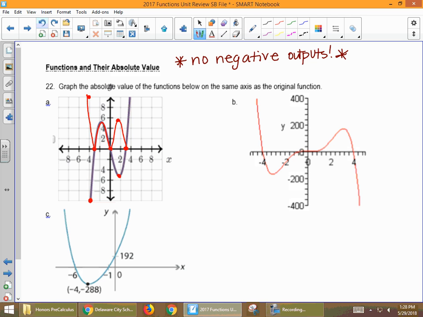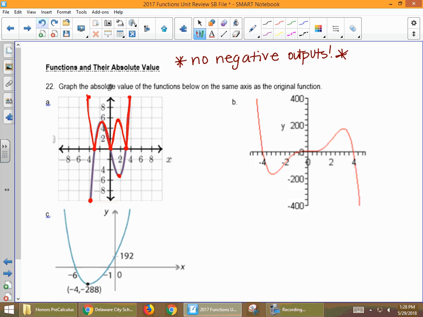So this curve, the absolute value of the curve that was originally graphed here, is that guy that's there in red. Again, doesn't have to be the most beautiful picture you've ever drawn. I just want to know that you know what's going on.